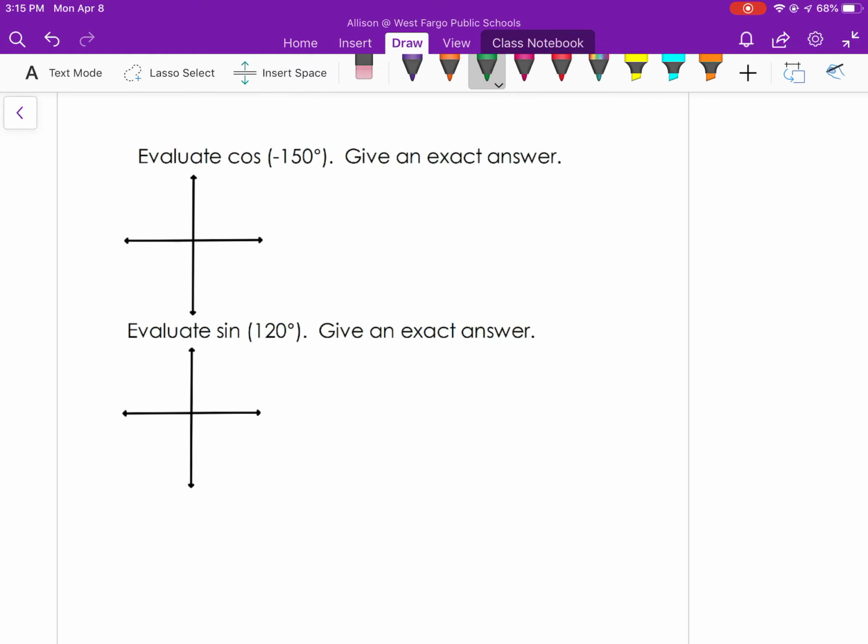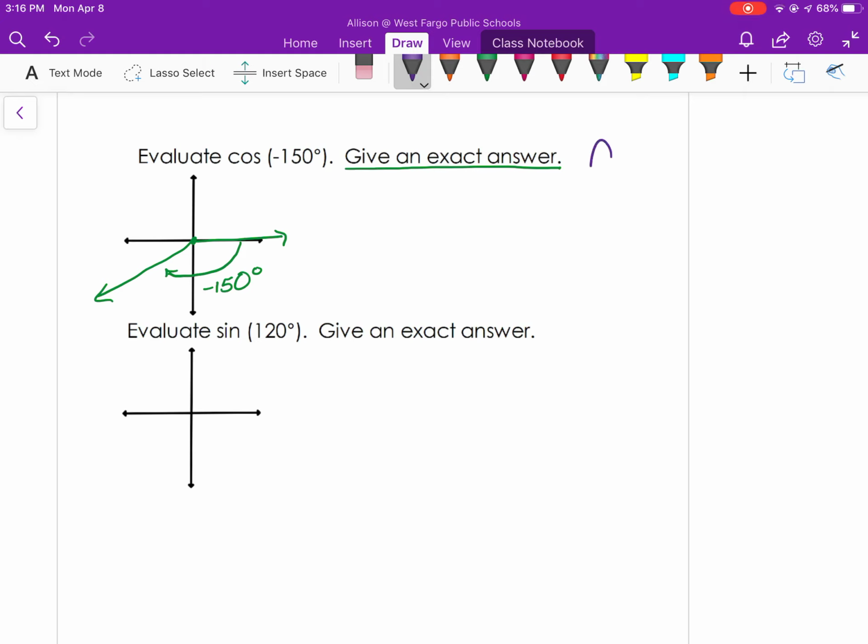So why are reference angles important? Well, they have an important quality: the trig functions of an angle and of its reference angle have the same values. So for example, if I want to evaluate the cosine of negative 150 as an exact answer, I'm going to draw 150 degrees first. So I'm going to go clockwise, and it's going to be right about here.